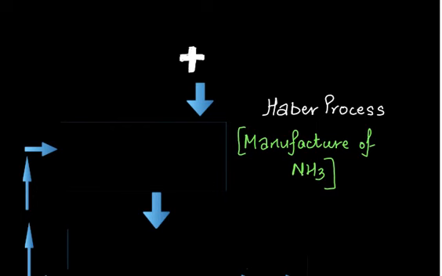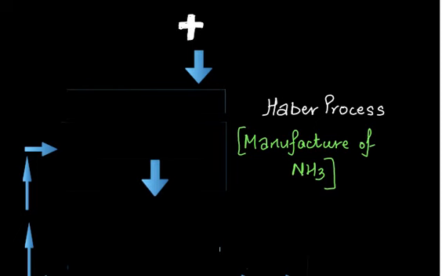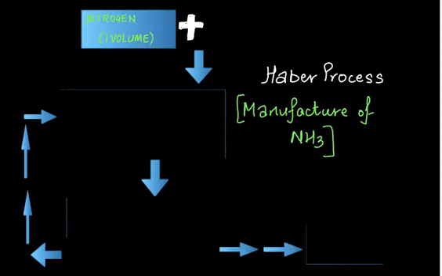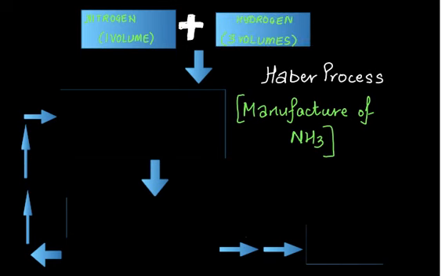Okay, as you can see that all the blocks are just empty, we can't see anything, there's a plus sign, there are some arrows. So now let us understand what will come in between the plus sign. Well, obviously you know that you're going to use your raw material for the Haber process. So at one side of the plus sign you will have nitrogen, and that will be in one volume. So you will take one volume of nitrogen, and that one volume you will react with 3 volumes of hydrogen.